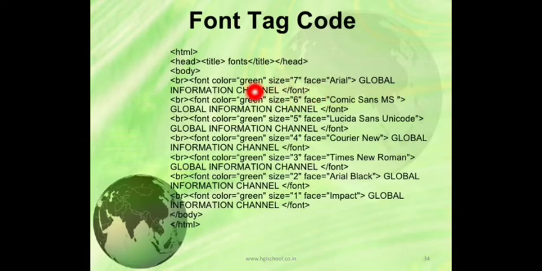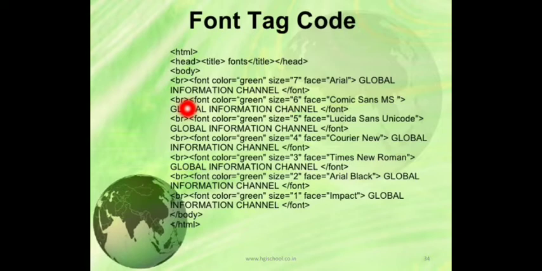Got it? With the help of the color attribute we will be able to change the color of the text. With the help of the size attribute we will be able to change the size of the text. And with the help of the face attribute we will be able to give a nice style to the text. So here we have taken color green, size 7, face Arial, and inside that we have written Global Information Channel in capital letters, and then we have closed the font tag.